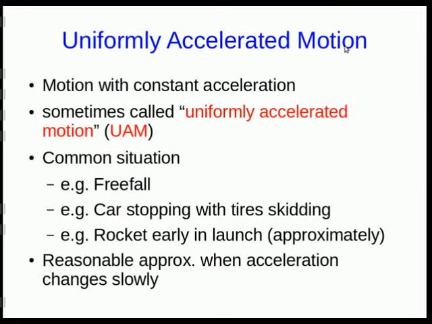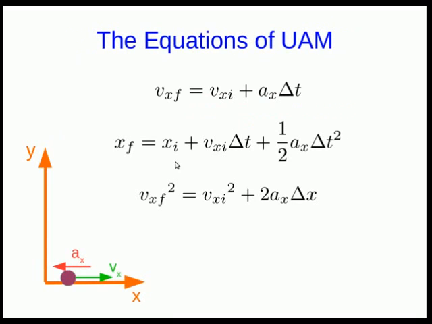So to finish off this lecture, I'm just going to introduce you to what we're going to spend all of next lecture on, which is uniformly accelerated motion. Motion with a constant acceleration. We often call it UAM, and it's very common. We've just seen it with free fall, and there are lots of other places where it comes up. And even when an acceleration isn't constant, if it changes slowly enough, then we can treat a motion as a sequence of uniformly accelerated motions. And here they are. Here are the equations.